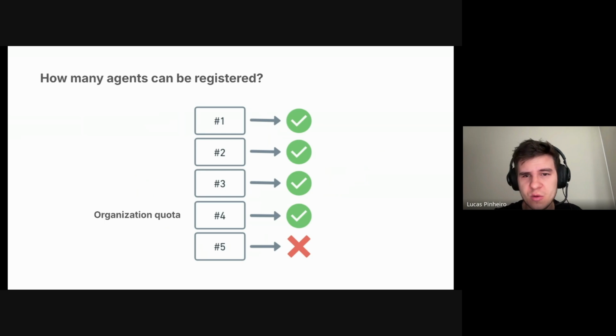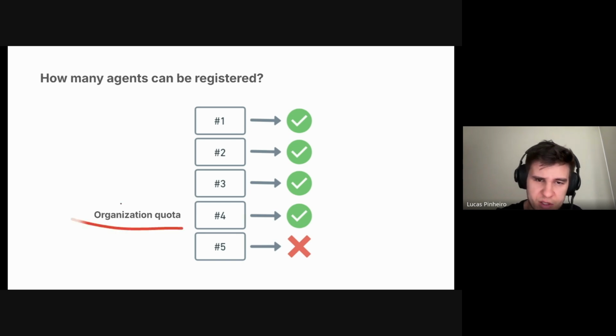So we mentioned that the control plane runs some checks when it receives a new registration request from an agent. One of those checks makes sure that the number of agents running at the same time does not go over the limit. We call this limit the organization quota. Now, in this example, the organization quota is 4. So the first 4 agents register just fine, and then the 5th agent is rejected.